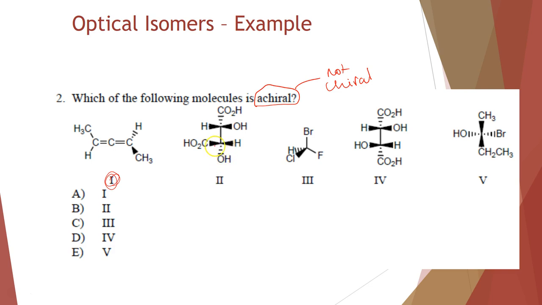If we have a look here, 1, 2, 3, this would be chiral, so 2 can't be our answer. This is a chiral carbon. This is a chiral carbon, and this one here, and we have a chiral carbon there. So the only answer must be A, which is number 1, is achiral. It does not contain a chiral center.